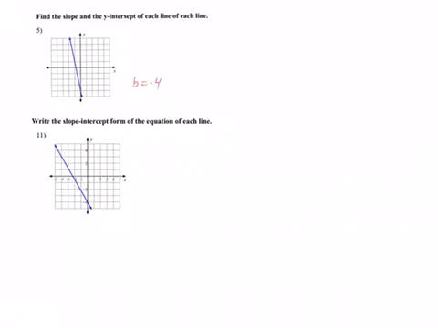And then, so here's one point. I need to find another point. I'm looking for where it might cross exactly at a corner, like right here. And it looks like there's one right here. So I'm going to use that as my other point.